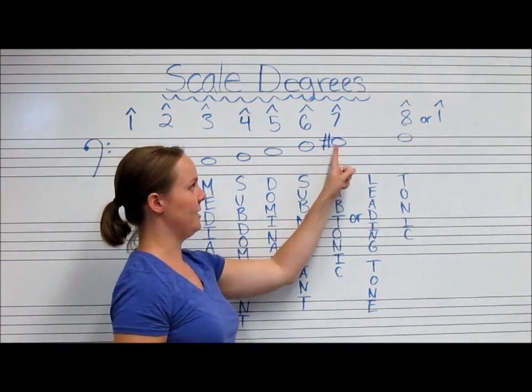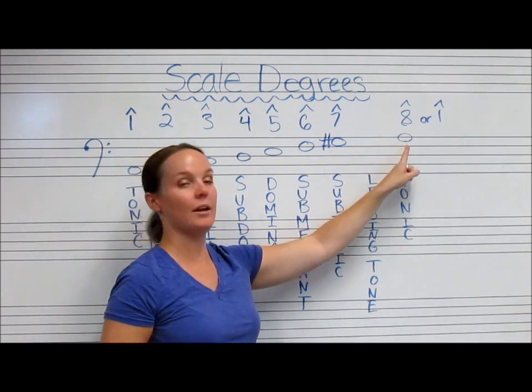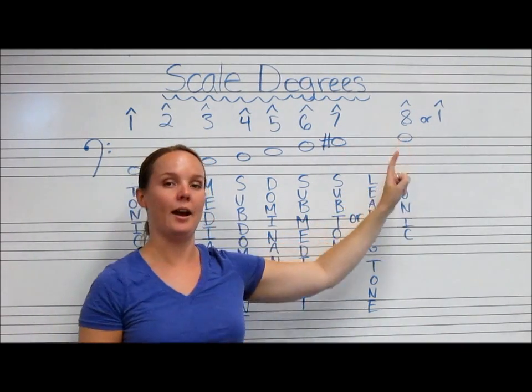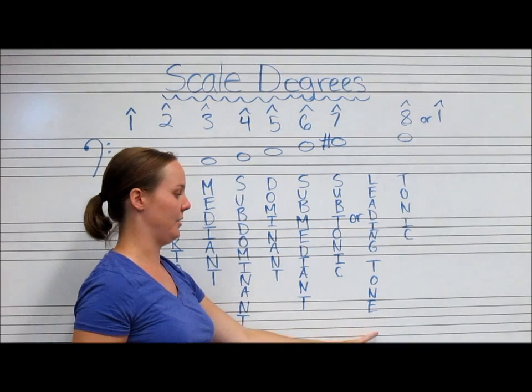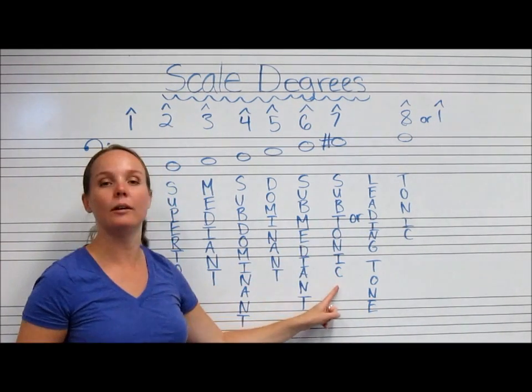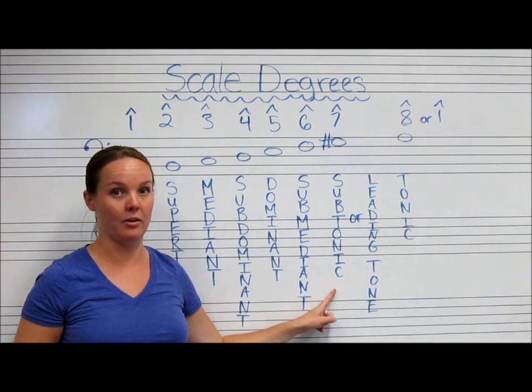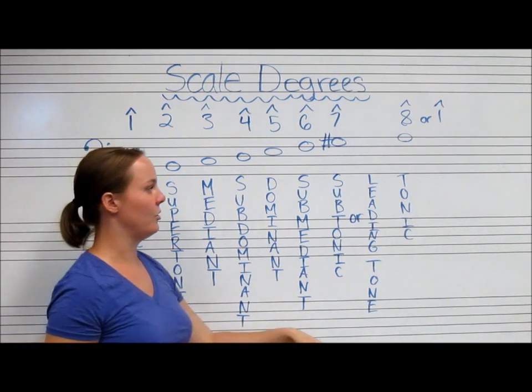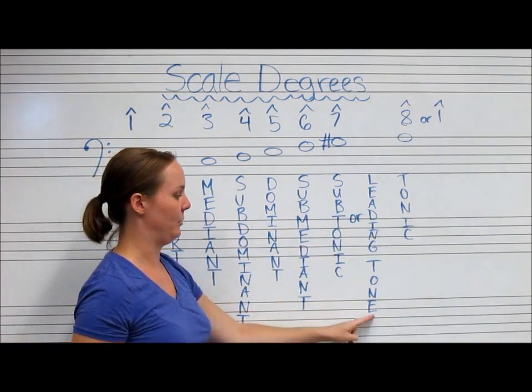And now the distance between your seventh scale degree and your eighth scale degree is only a half step, and that's called the leading tone. So the subtonic is only ever going to happen within a natural minor scale, and in all other scales you're going to be using the leading tone.